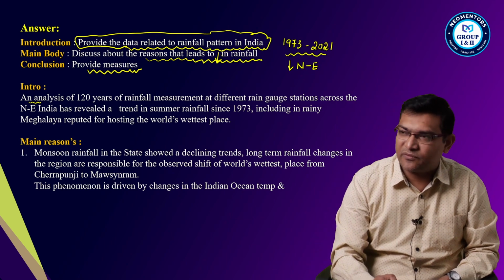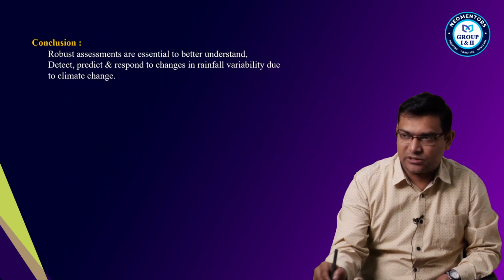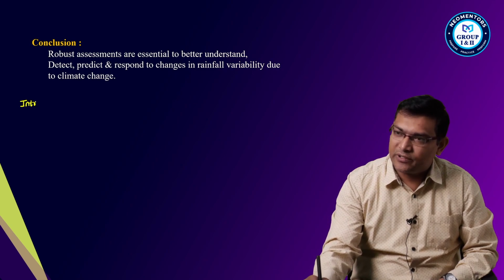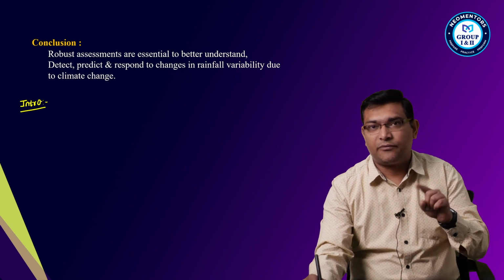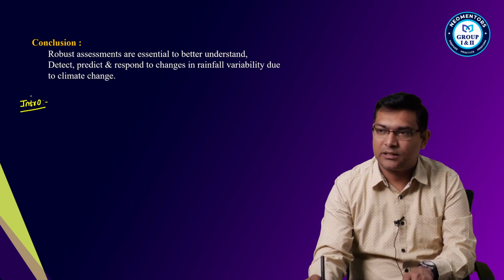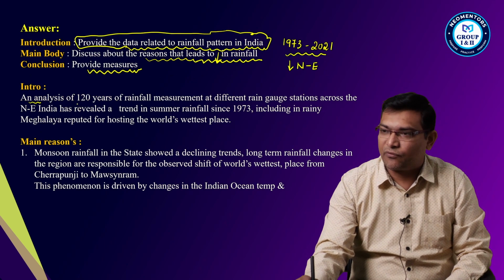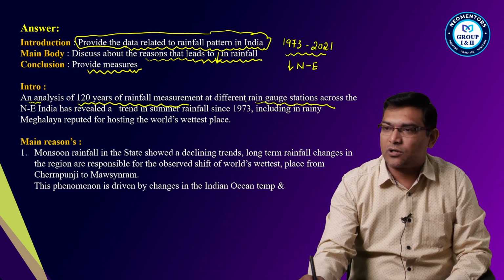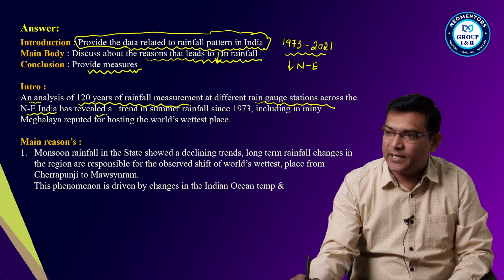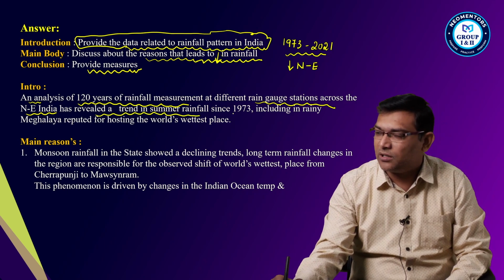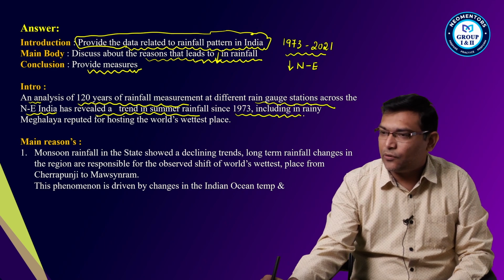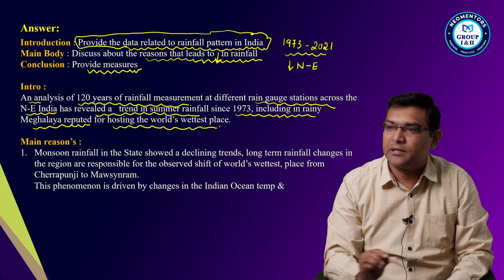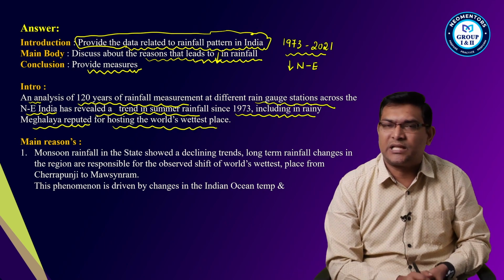See, there can be two types of introductions. First, I am writing here about the introduction. I will write my introduction in this way. Either I will write what I have given you: an analysis of 120 years of rainfall measurements at different rain gauge stations across northeast India has revealed a trend in summer rainfall since 1973, including in rainy Meghalaya, reputed for hosting the world's wettest place. So we see there is a decrease in the rainfall.